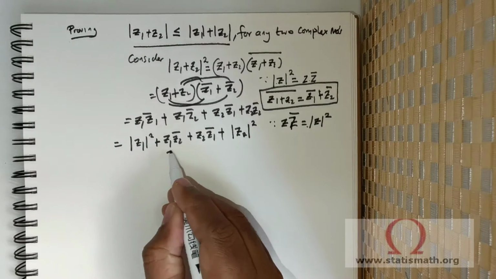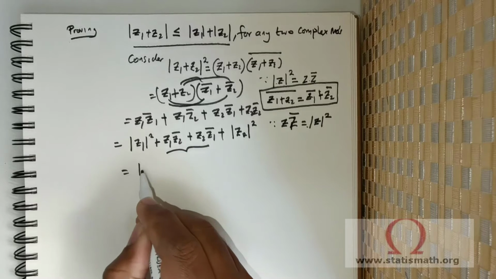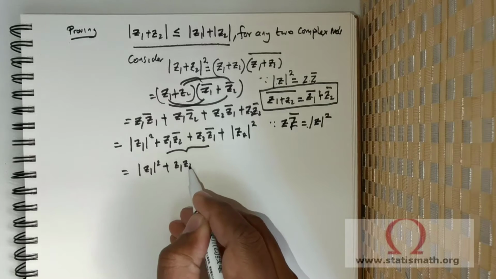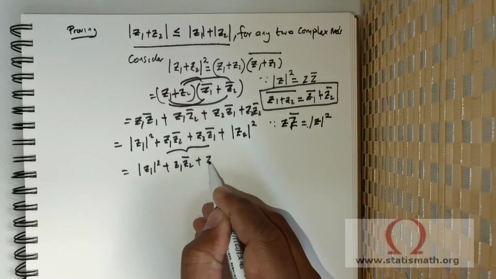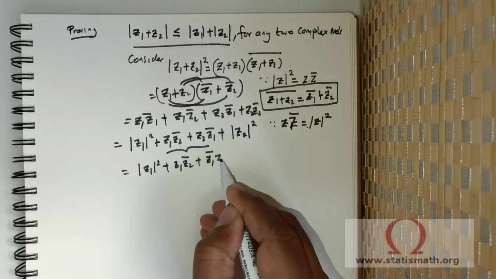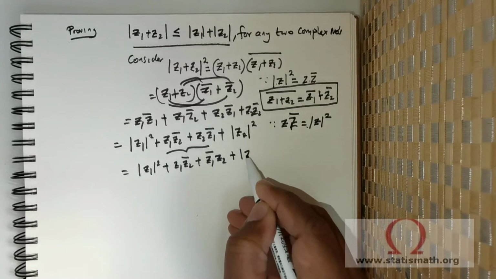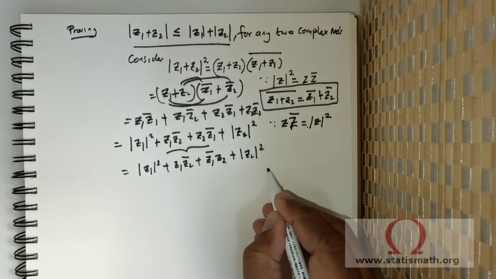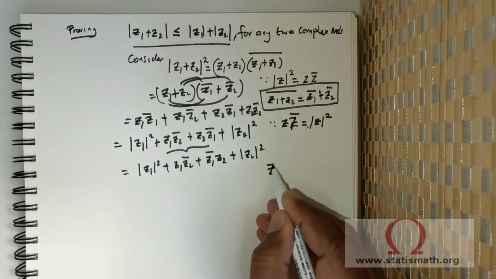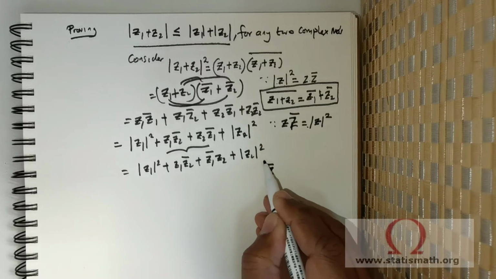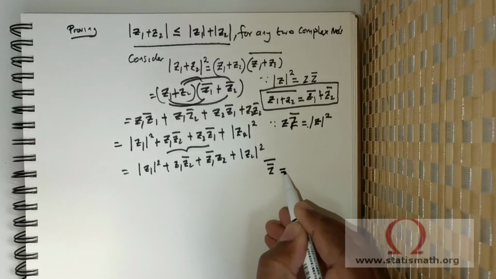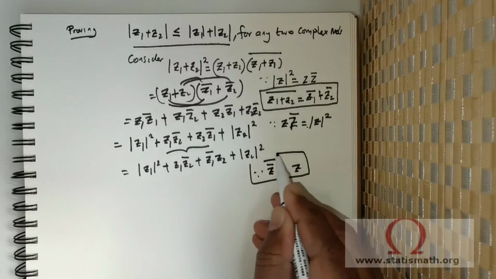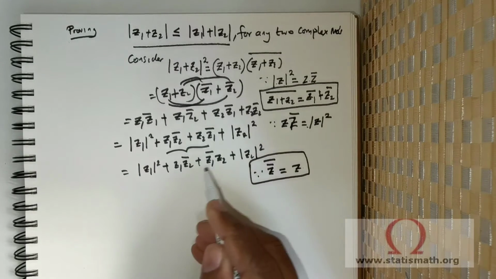Now I'm going to rewrite this quantity. So this is equal to modulus of z1 squared plus z1 z2 bar, plus I'm going to start with z1 bar and then place z2, followed by modulus of z2 squared. Now there is another important property: if you take a conjugate of a complex number and then apply the conjugate again, you get the complex number back. I'm going to be using that.